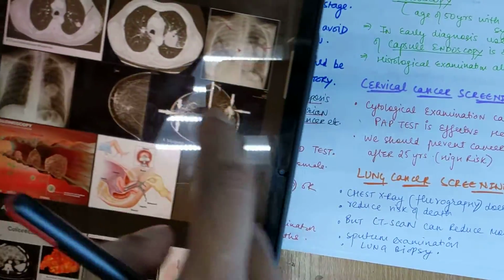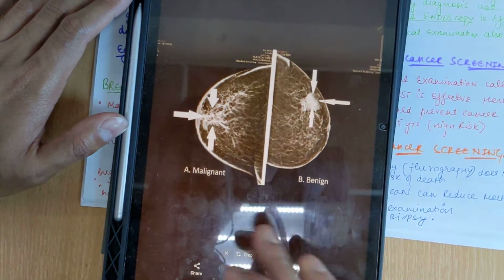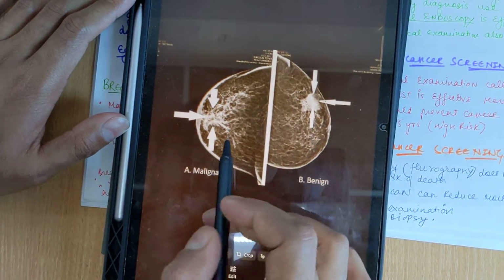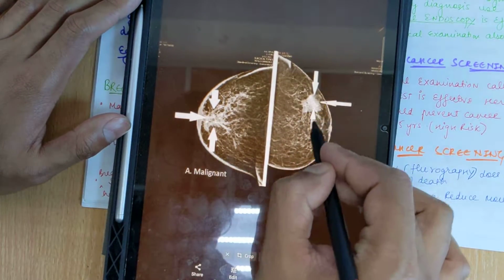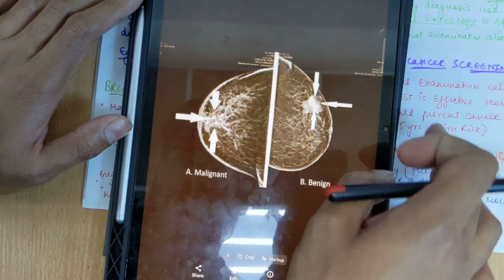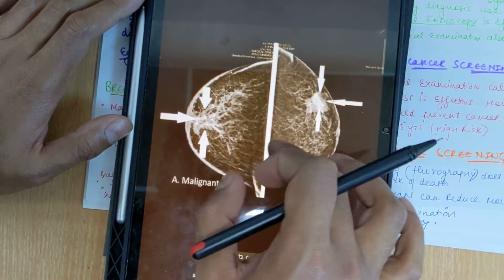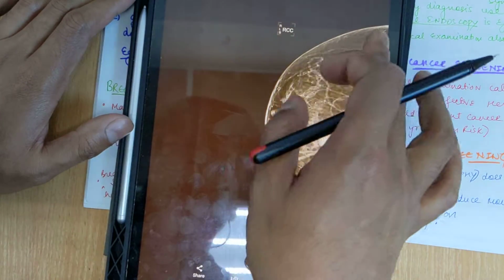So you can see this mammography here. You can see this is the malignant part, and this malignant area, and this is the benign breast lesion, and this is a malignant one. This image is actually your mammography. This is the image you will see in the case of mammography, and this is one more.